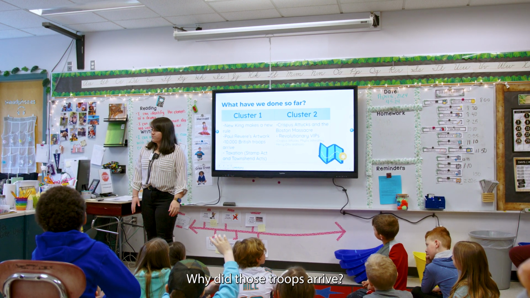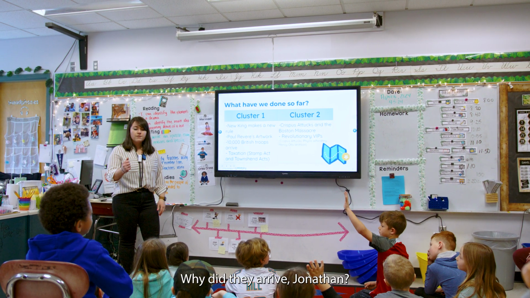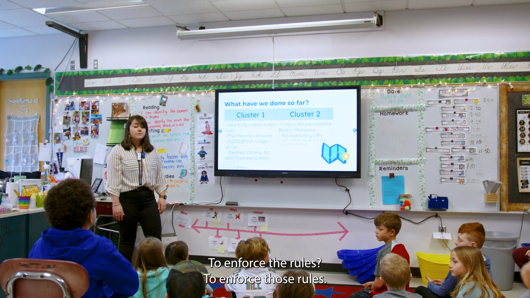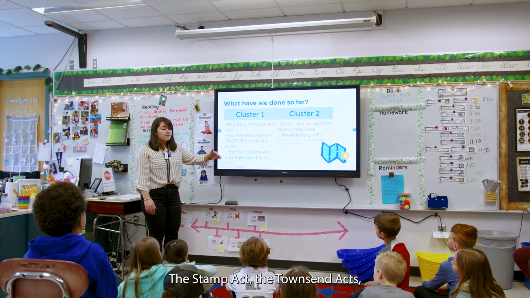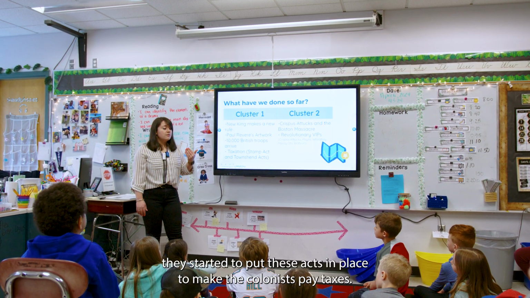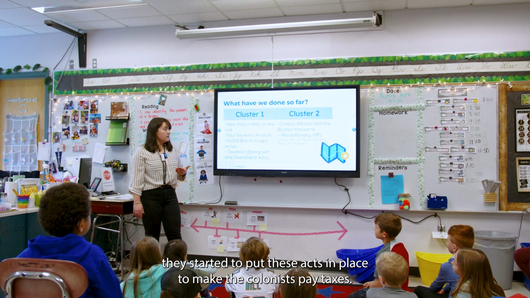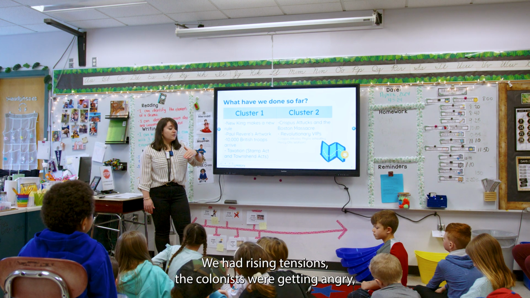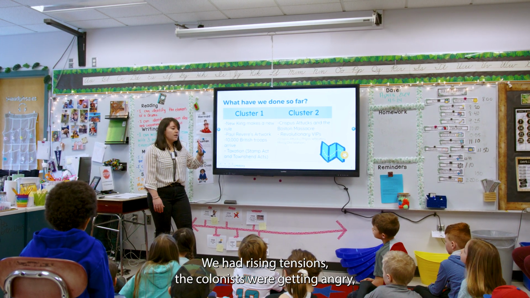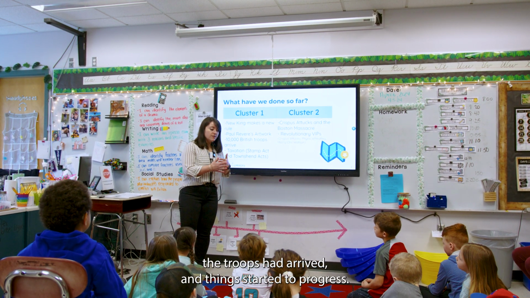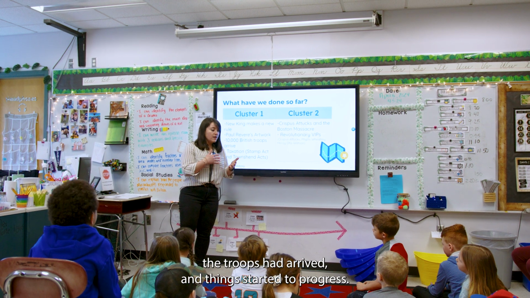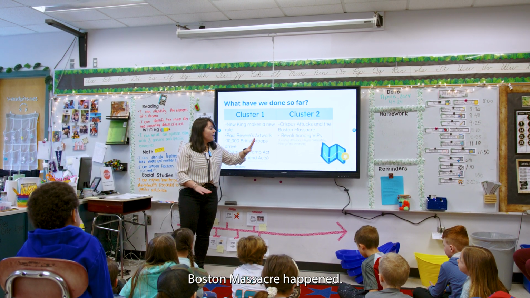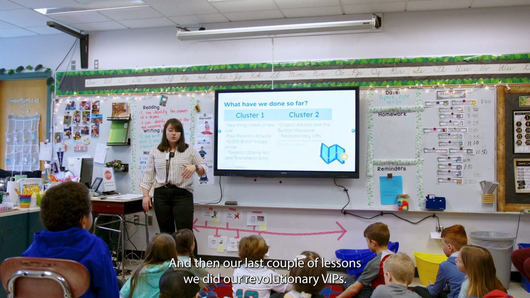Why did those troops arrive? Why did they arrive, Jonathan? To enforce those rules. The Stamp Act, the Townshend Acts, they started to put these acts in place to make the colonists pay taxes. Cluster 2 launched, and we talked about Crispus Attucks. We had rising tensions. The colonists were getting angry. The troops had arrived. Things started to progress. The Boston Massacre happened. And then our last couple lessons, we did our revolutionary VIPs.